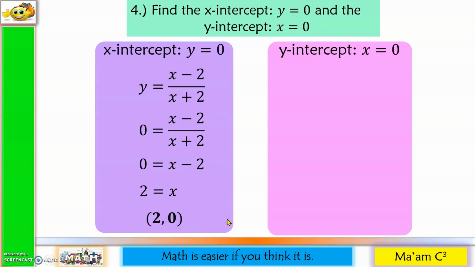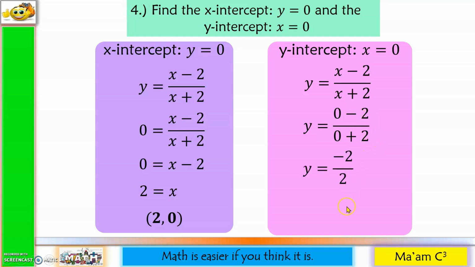Next, y-intercept. Let's have the given, and let us replace all x's here with 0. So we have 0 minus 2 all over 0 plus 2. This is negative 2 over 2, and that is negative 1. So our x is 0, our y is negative 1. Therefore, our y-intercept is (0, negative 1).